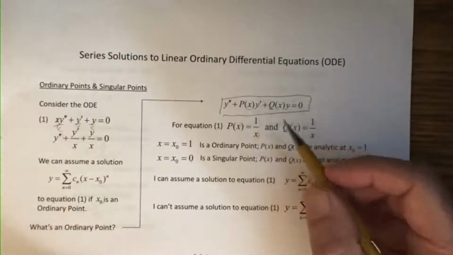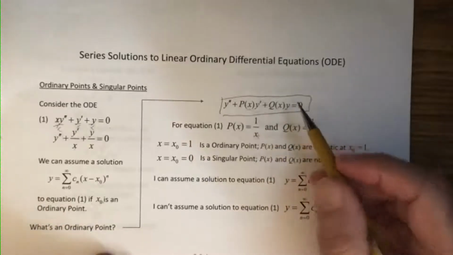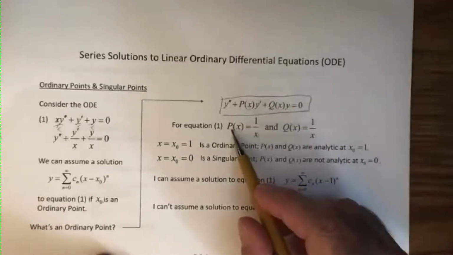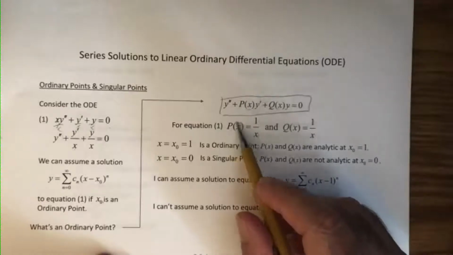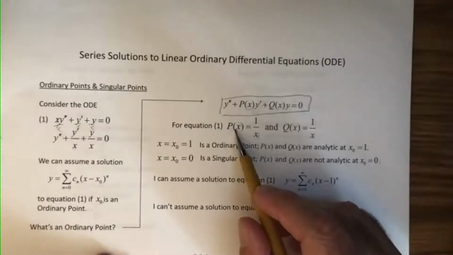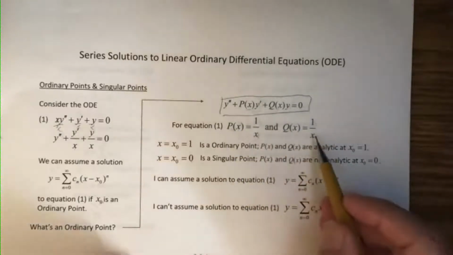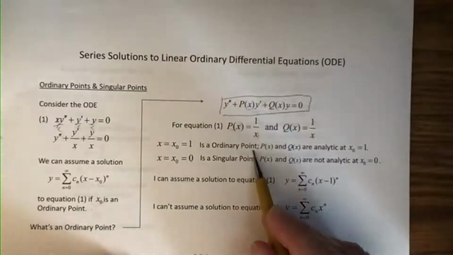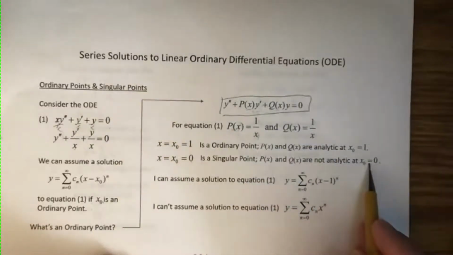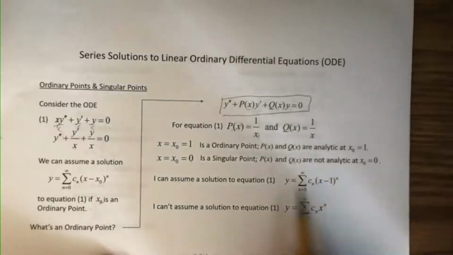So an ordinary point is a point where my p here, this function p, and the function q here, and it could end up being a constant. If they're defined, then I have an ordinary point. If they're not defined, then I have a singular point.